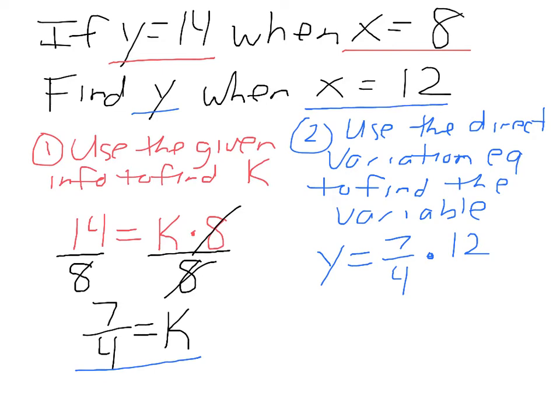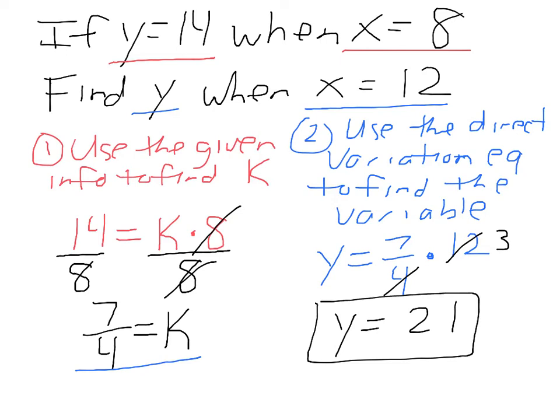Didn't it say it was 8? Well, no, I was given that. Now I'm trying to find y when x is 12. Now, y equals 7/4 times 12. Does 4 go into 12? Yeah. How many times? 3. And what's 7 times 3? 21. So y is equal to 21. So if y equals 14 when x equals 8, then y is equal to 21 when x equals 12.